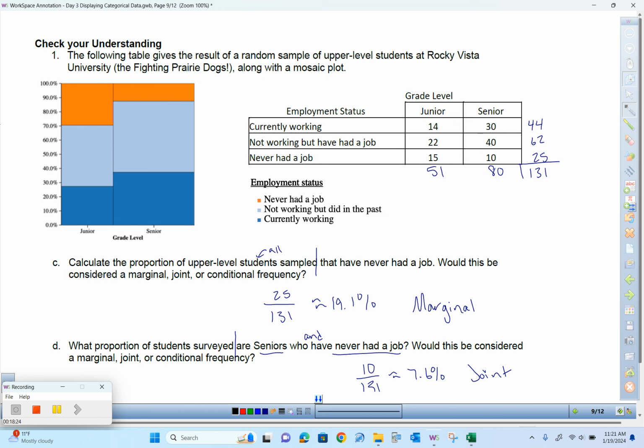The next 2 were over the grand total, so marginal or joint. Marginal means we're looking at one thing, so this was one row. And then, if there are 2 conditions or one cell, that's going to be joint. Okay, both of those you needed to round.